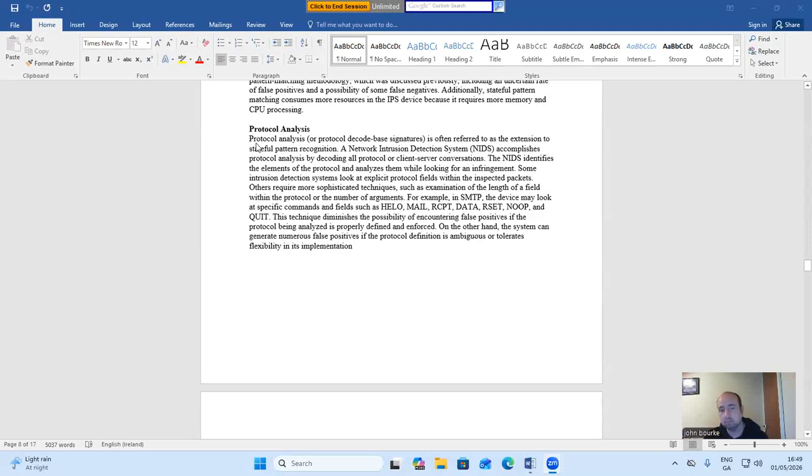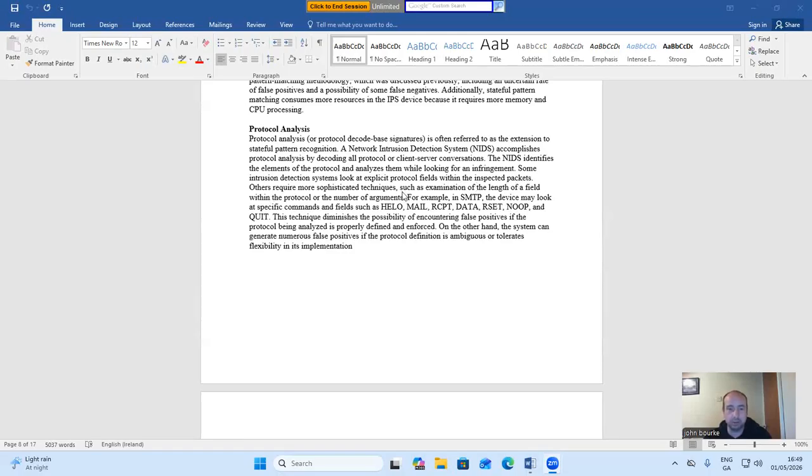Protocol analysis. Protocol analysis, or protocol decode-based signatures, is often referred to as the extension to stateful pattern recognition. A network intrusion detection system, NIDS, accomplishes protocol analysis by decoding all protocol or client-server conversations. The NIDS identifies the elements of the protocol and analyzes them while looking for an infringement. Some intrusion detection systems look at explicit protocol fields within the inspected packets.